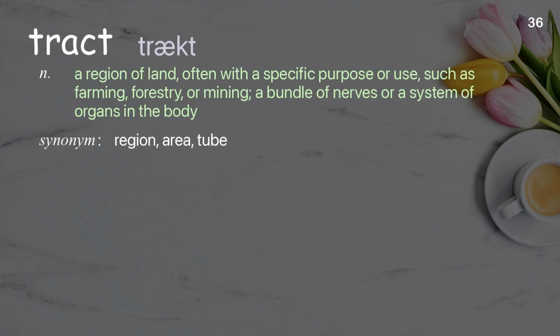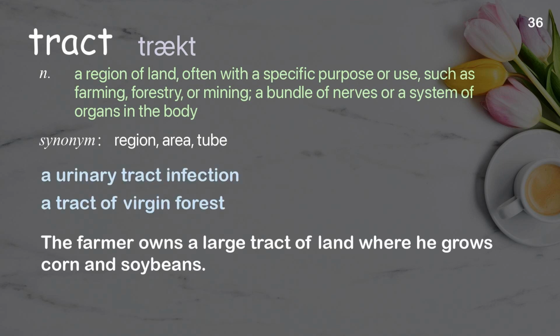Tract. A region of land, often with a specific purpose or use, such as farming, forestry, or mining, a bundle of nerves or a system of organs in the body. Examples: A urinary tract infection. A tract of virgin forest. The farmer owns a large tract of land where he grows corn and soybeans.